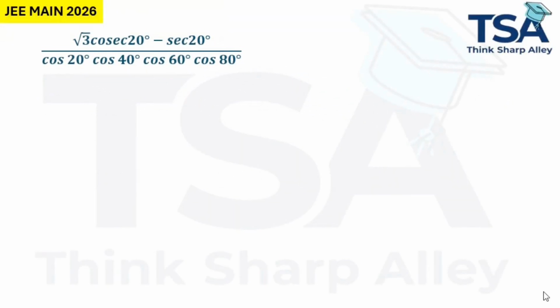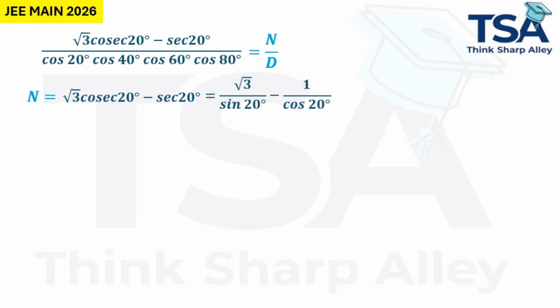So this is the given expression. Let us call it n by d, where n is the numerator and d is the denominator. Look at the numerator phase. Root 3 cosec 20 minus sec 20. If you rewrite this as sine and cosine fractions and then combine the terms over a common denominator, we get this. Can you recall what specific scalar factor you need to pull out to force a clean compound sine transformation? We apply a classic conversion trick. We multiply and divide the top numerator expression by 2.